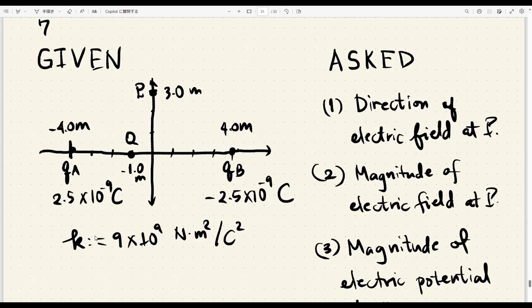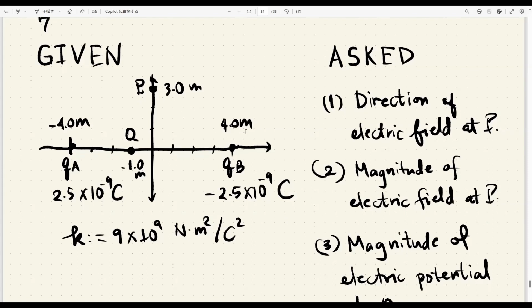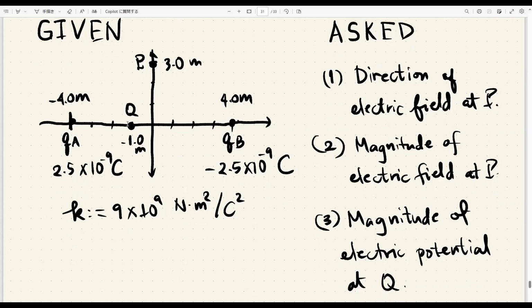We're also told that for this problem, we will consider K, the constant in Coulomb's law, to be 9 times 10 to the 9th newton meter squared per coulomb squared. Now, what we're interested in is, first, what is the direction of the electric field here at P? Remember, P is right above the middle of QA and QB, 3 meters above that middle. We also want to find the magnitude of that electric field at P. And third, we want to find the magnitude of the electric potential at Q.